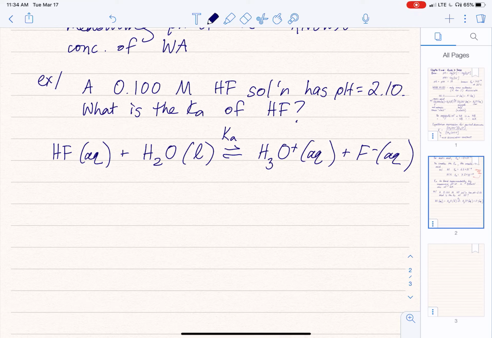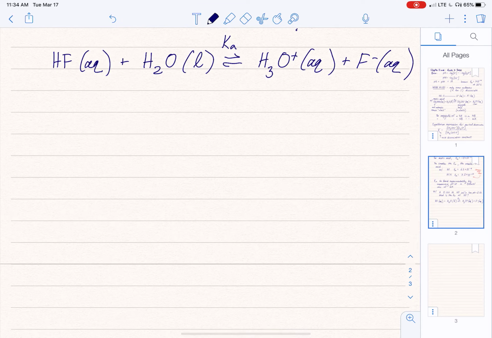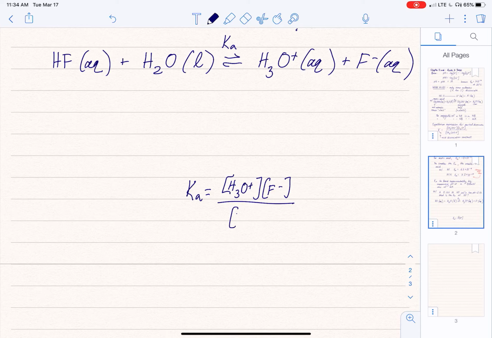Well, that's nice. We want to know what's the Ka. So I want to write down an expression for that Ka. I'm going to leave some space underneath it because I want to make an ice chart a little bit later. So I'm going to write the Ka a little bit down here. And I'm just going to base it on the reaction as I've written it. Hydronium times fluoride over the HF concentration. This is what I want to calculate.